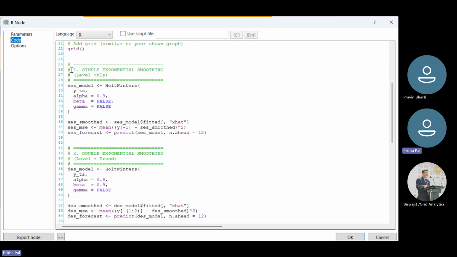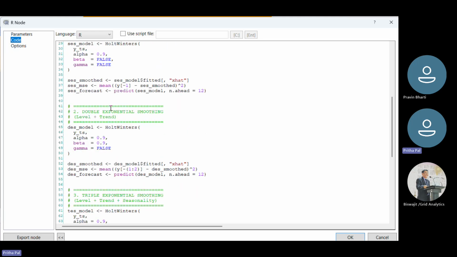Now, as before, we will verify each of the exponential smoothing. First, the simple exponential smoothing. For simple exponential smoothing models, only the level of the series is used. Then here we extracted the smoothed values by writing the y underscore ts and I named it. Next, alpha is equal to 0.9, and beta and gamma, which are the double and the triple exponential smoothing coefficients, will not be much helpful here, so we have kept them as false.